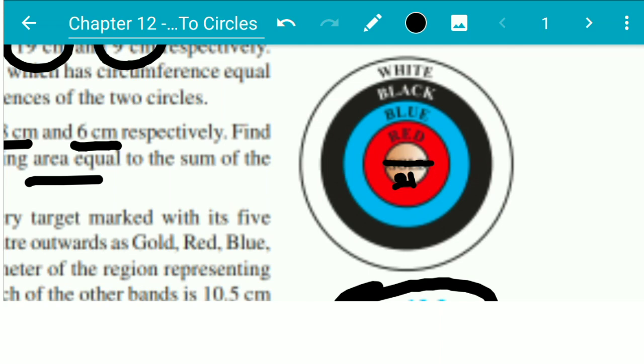Then what else is given in the question? Width of each score is 10.5 centimeters. That means the width of red is 10.5, it's not the radius. Same way, the width of blue is 10.5, and so on, 10.5 each. Note that this 10.5 is not the radius. It's just the width from the preceding score. That means the width of blue will be from red to this one. Now we'll come to the answer.